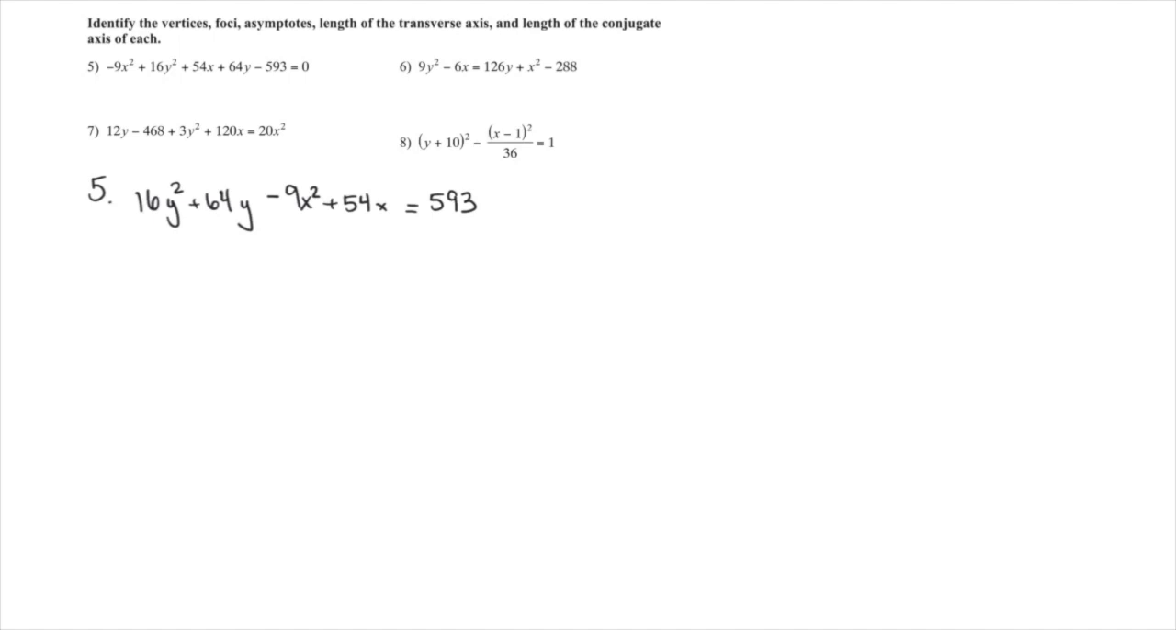So what I'd like to do now is just kind of take you through the completing the square process and to get this into its standard form and then identify the parts. So the first thing we do is kind of get our setup ready. We're going to factor out the numbers right before the squared terms. So for y squared, we're going to factor out 16. So it's going to look like this. So 16 and y squared plus 4y.